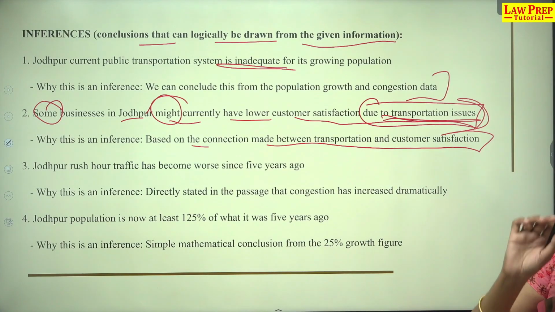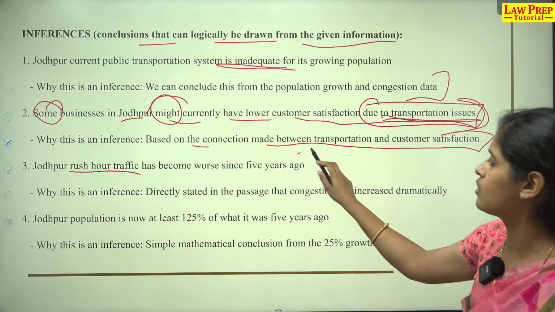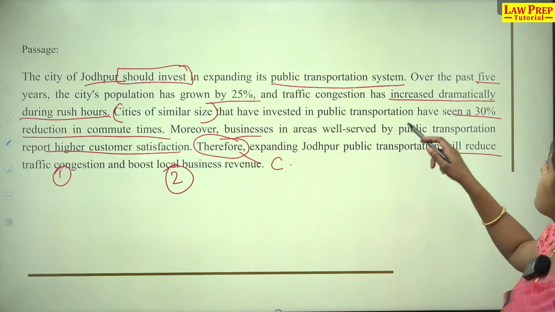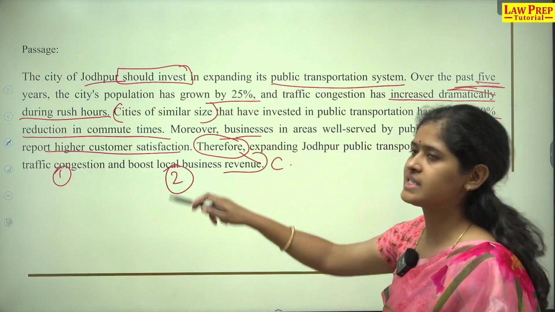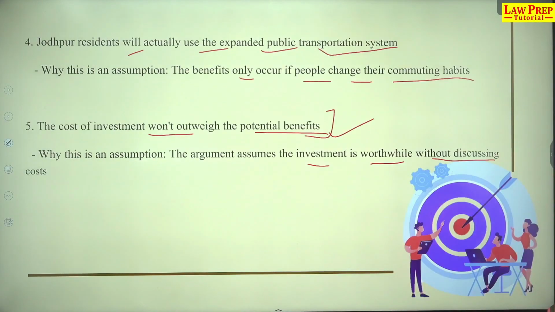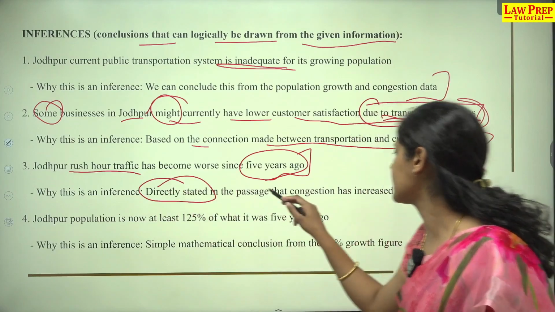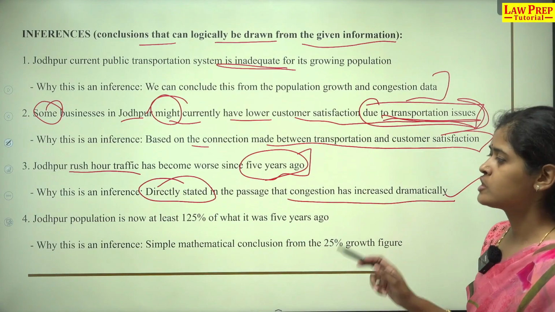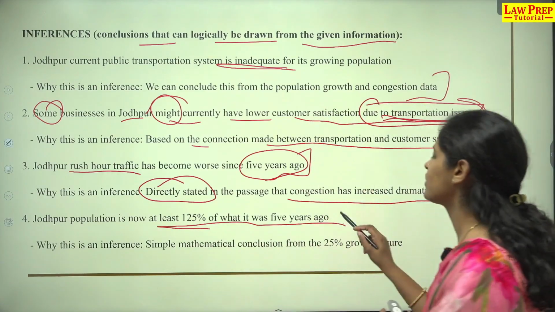Next, Jodhpur's rush hour traffic has become worse since 5 years ago. And where is this number? This is written in the passage. Over the past 5 years. Okay? Boost local business revenue. It is directly stated in the passage that congestion has increased dramatically. Okay? Next, Jodhpur's population is now at least 125% of what it was 5 years ago.